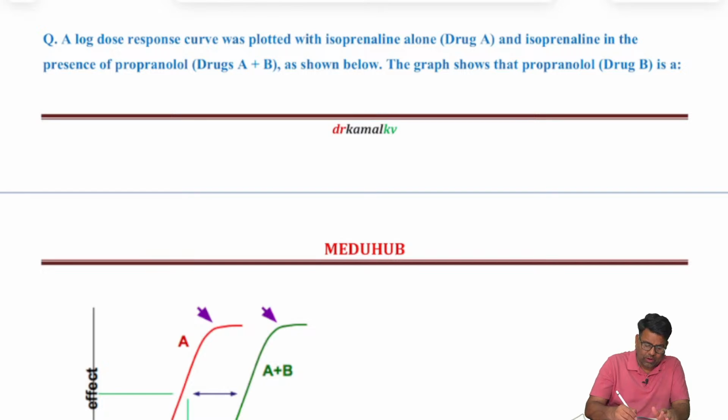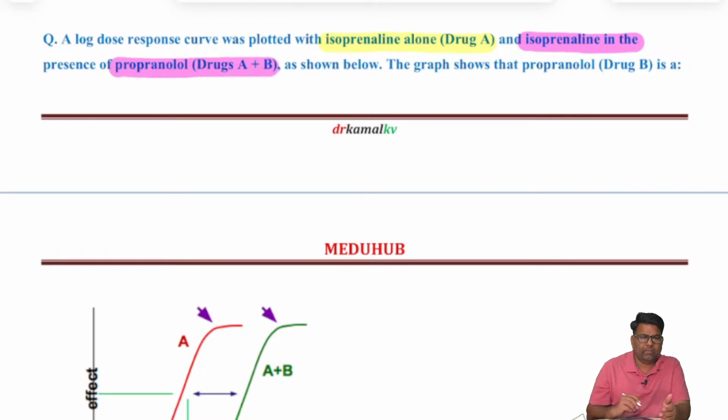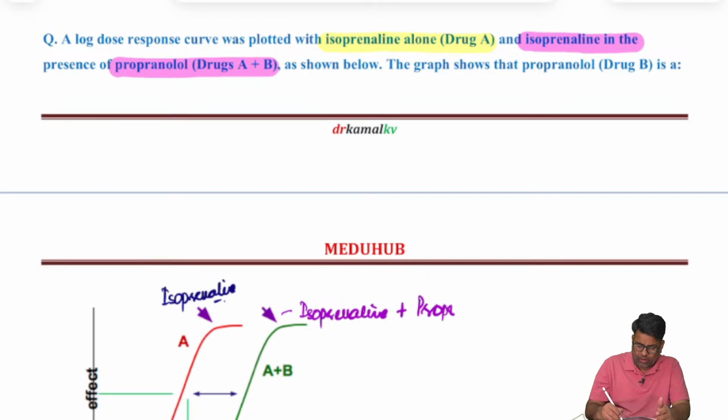Now, there was one question about dose response curve, and here it was shown that one drug is given alone, and in another setting it was given with some another drug, right? So here it was isoprenaline which is given alone. So this is isoprenaline, right? And this is isoprenaline plus propranolol combination.